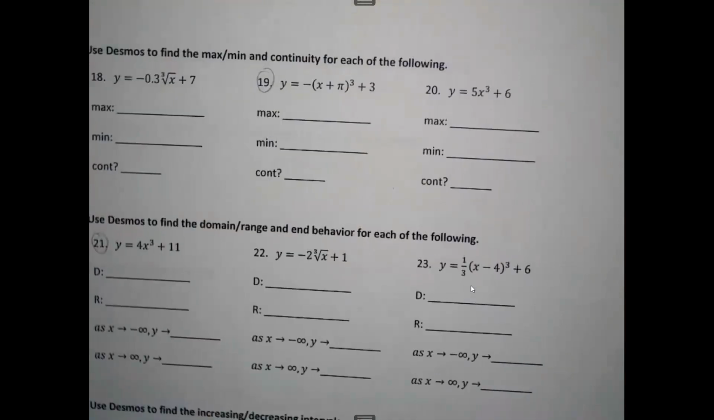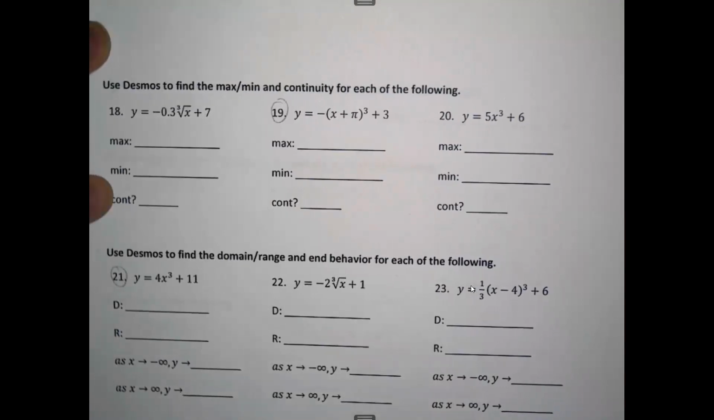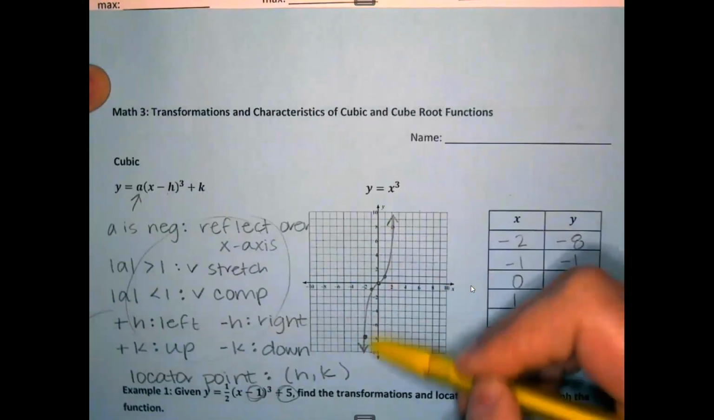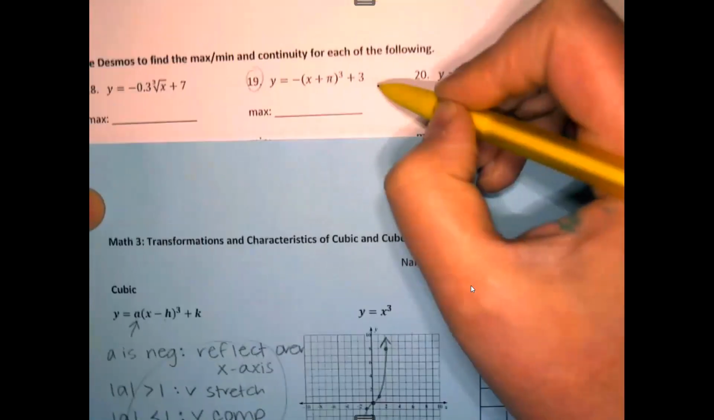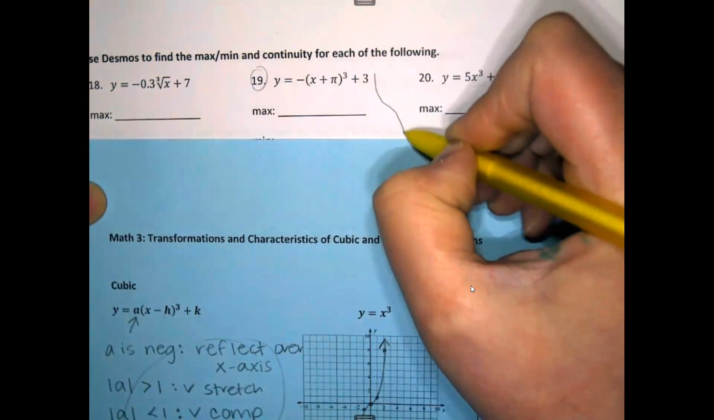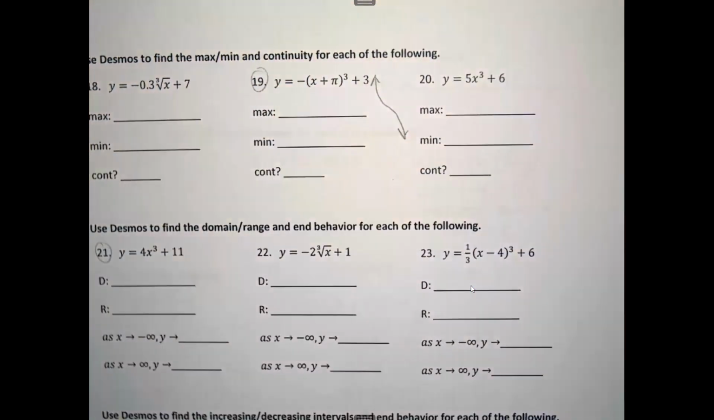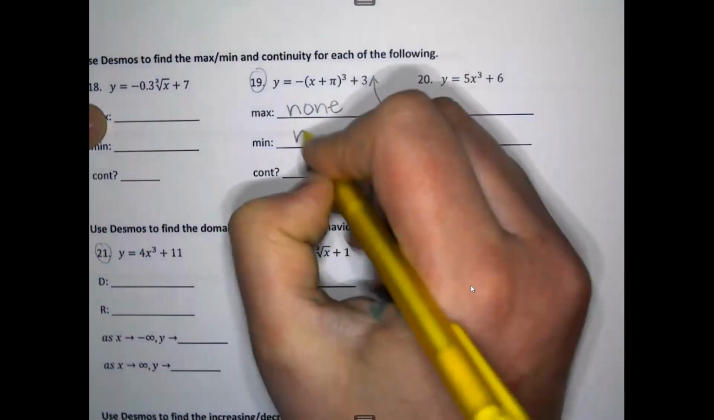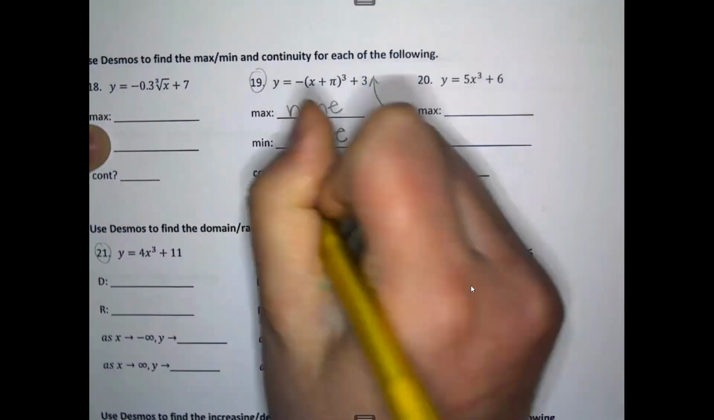All right, number 19. Find the max and min and continuity for each of the following. So this is a cubic graph. It is a negative cubic graph. So instead of going up like this, it's going to start on the left and kind of go down and look like this. If it looks like a cubic at all, it doesn't have mountains or valleys, which is what maxes and mins are. So I'm going to say none, none. Can I trace the whole graph without picking up my finger? Yes.